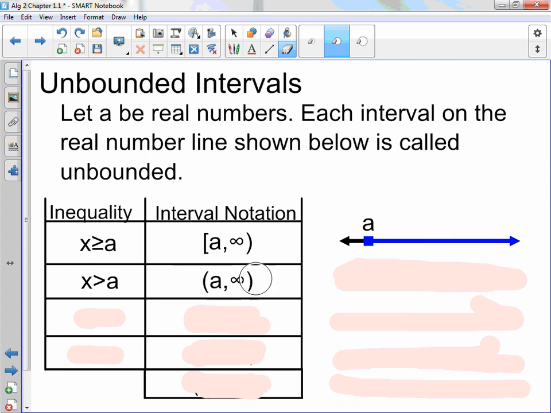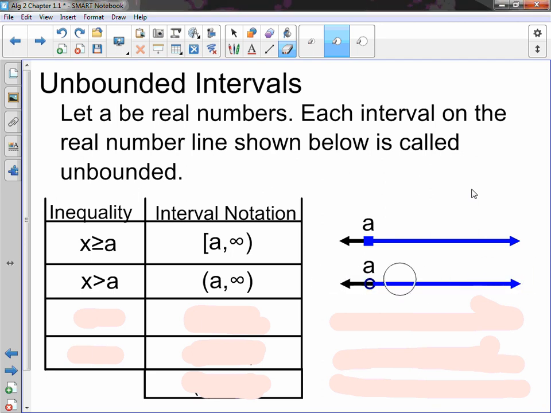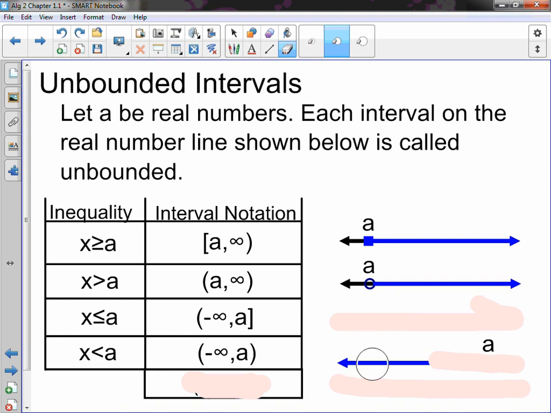Now the next case we have is if it's just greater than, it's not equal to. So we just use a parenthesis. So on a number line, it's just going to be an open circle. Now I'm going to go on and show you the other two are dealing with less than or equal to or less than.